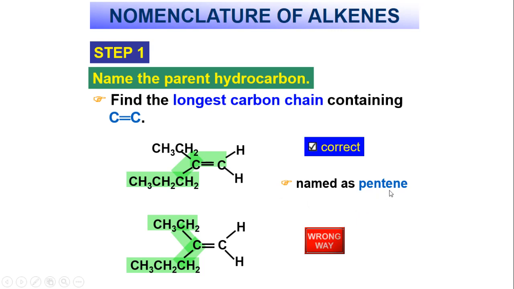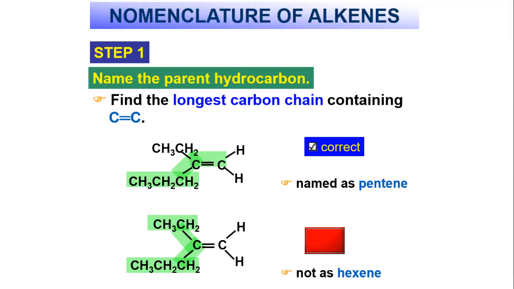In this name, you can see there is an ENE. The ENE is telling us there is a double bond and this is an alkene. Some people who use the wrong route might have named this one as hexene because it has 6 carbons in it. So the first one is correct and the second one is totally wrong. The reason I've already stated: the first one considers the double bond, whereas the second one does not.